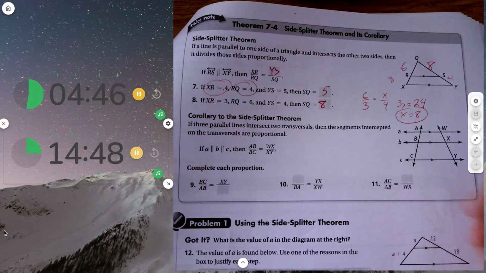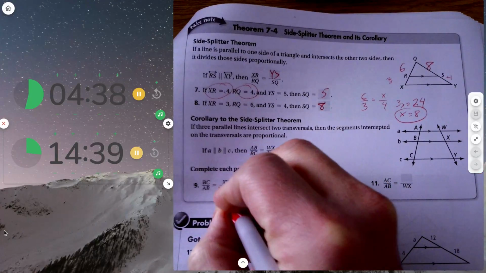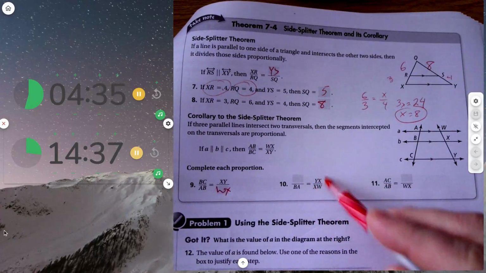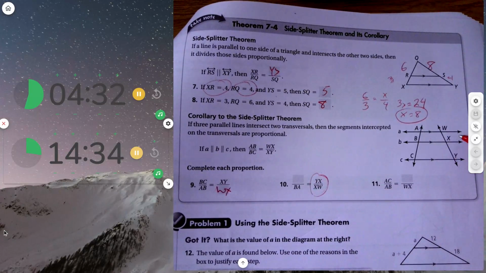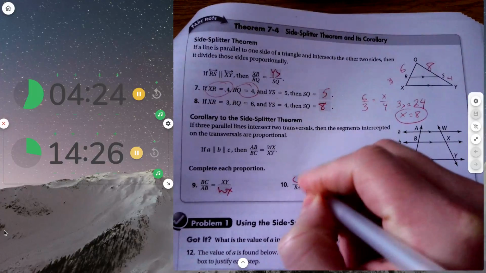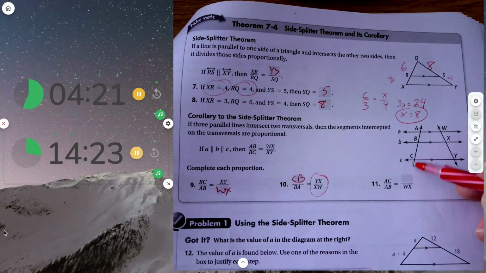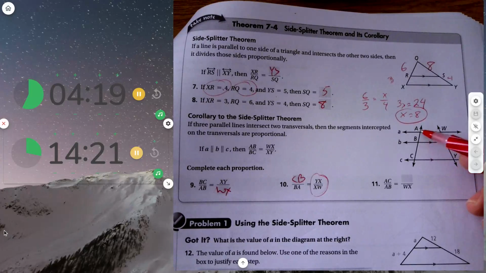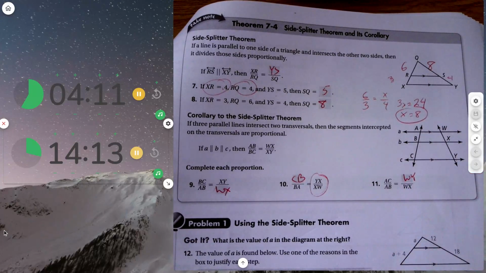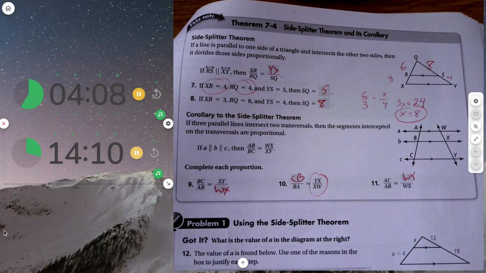BC to AB is going to be XY to WX right there. And then I'm going to look at this side first, since this has my unknown. So YX to XW is going to be CB to BA. AC, the whole, to AB, this part, is going to be the whole to that part. And then you can use it by filling it in with unknowns.